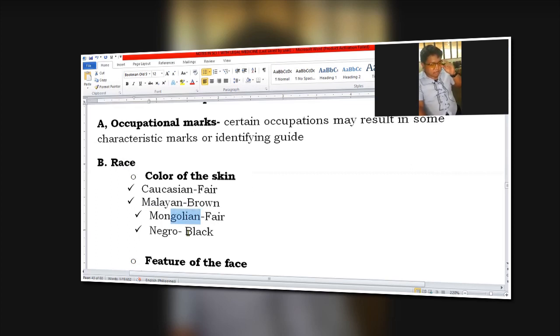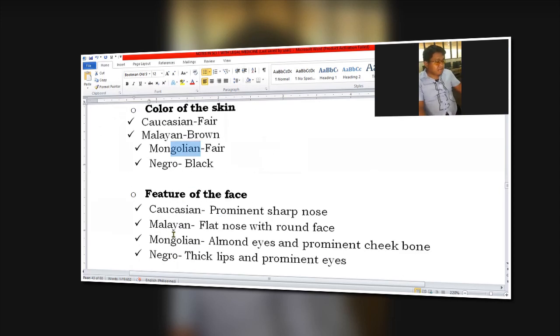But again, the term Negro is not good, because the term Negro has been devised as a term used by the white Americans addressing their slaves, the black Americans. Then, of course, on the feature of the face, yan yung faces na sinasabi ko kanina.